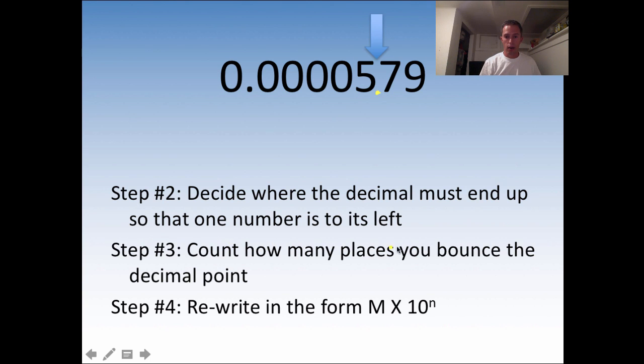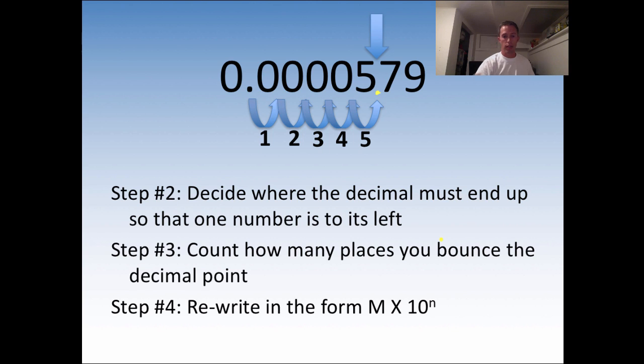Now we need to count how many places you bounce the decimal. So 1, 2, 3, 4, 5 times. We had to bounce that decimal 5 times. So now let's rewrite it in the form m times 10 to the n. So our m, our coefficient in this case, is going to be 5.79. And then we're going to go times 10.